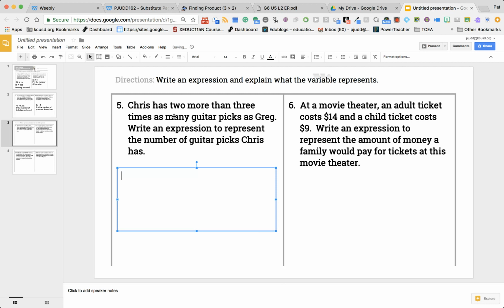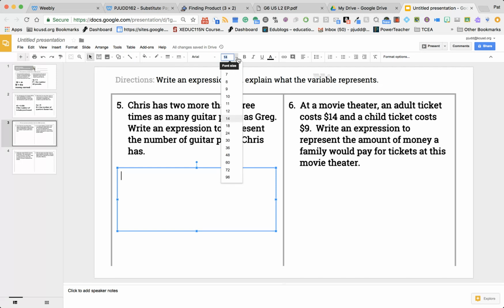So we have Chris has 2 more than 3 times as many guitar picks as Greg. Write an expression to represent the number of guitar picks Chris has. Well, we know that he has 2 more than 3 times as many. So looking at this statement, the way it is written, you know that the 2 more is going to be at the end of your expression. But your important information is going to be 3 times as many guitar picks, and then 2 more in addition to the 3 times as many.